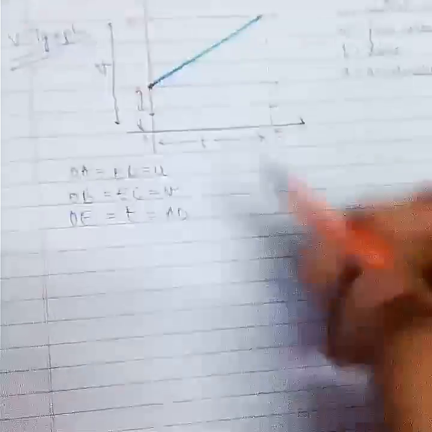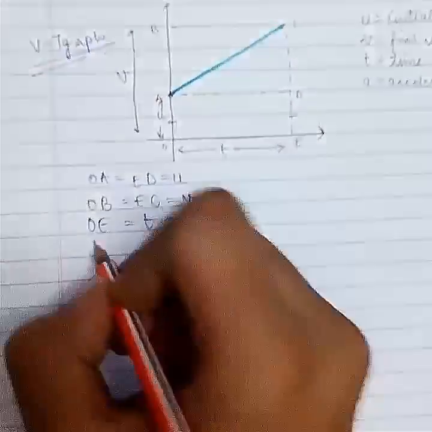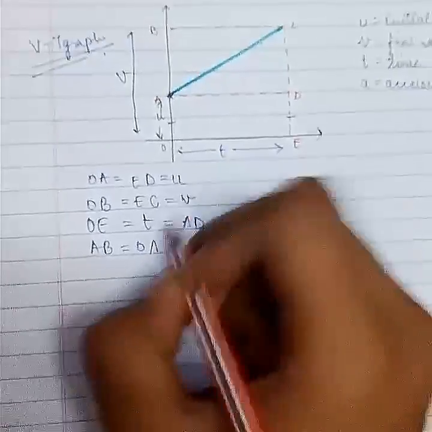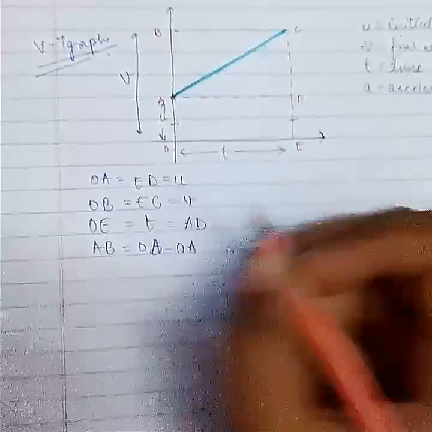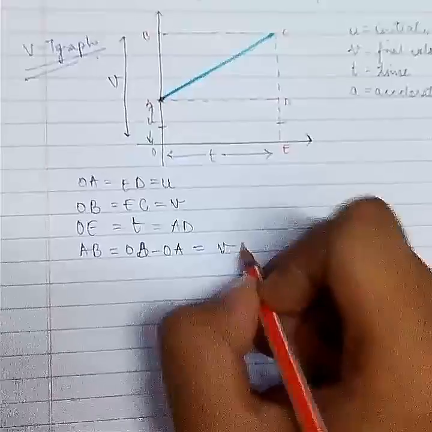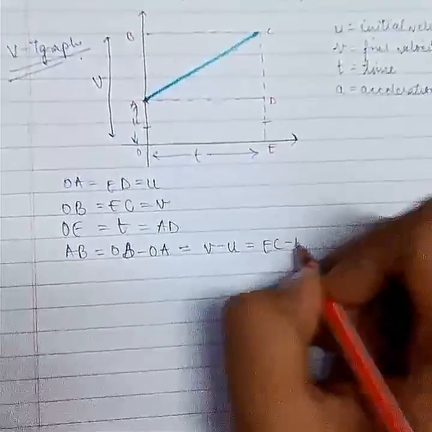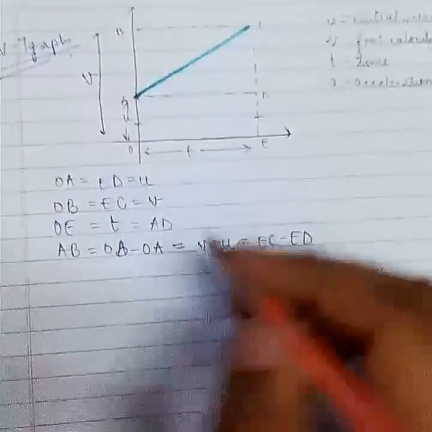Now we are to write about AB. AB is equal to OB minus OA, that is equal to v minus u, which is equal to EC minus ED. We have got this.